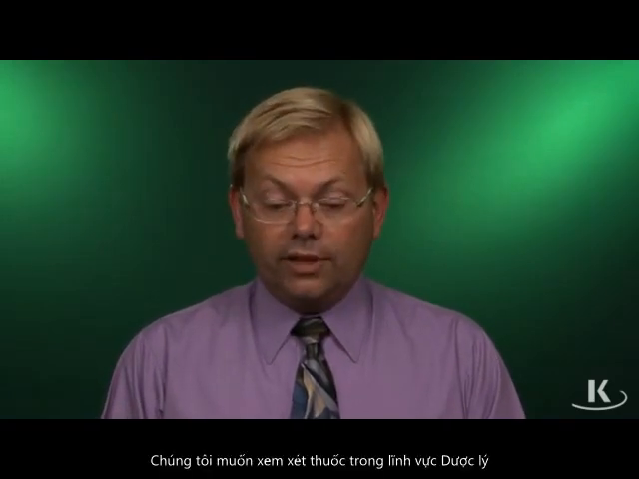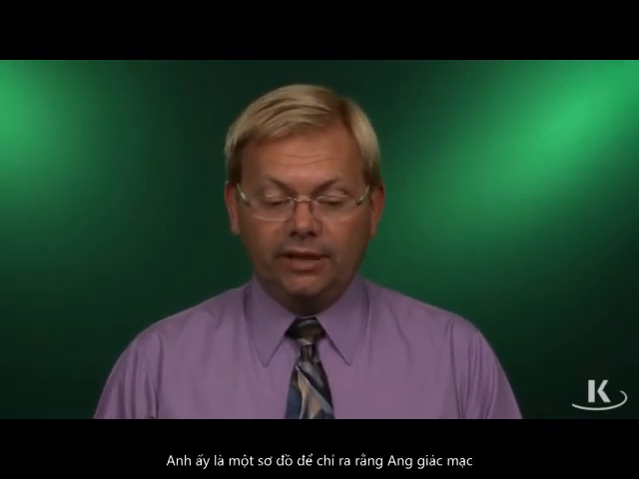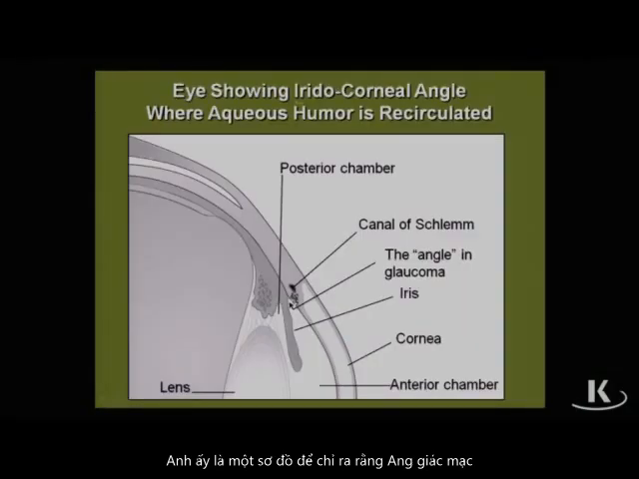We want to look at drugs in pharmacology. Here's a diagram first showing that iridocorneal angle. And this is where aqueous humor is recirculated. So let's organize ourselves with this diagram. What you're supposed to recognize is a nice section of the eye with here the actual sclera. If it's red like this, you probably smoked too much pot.